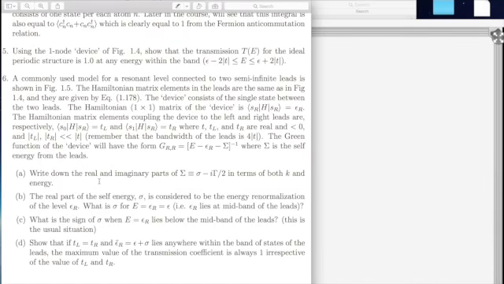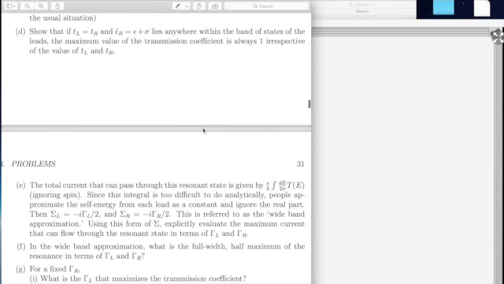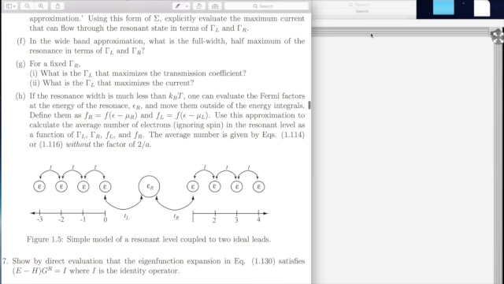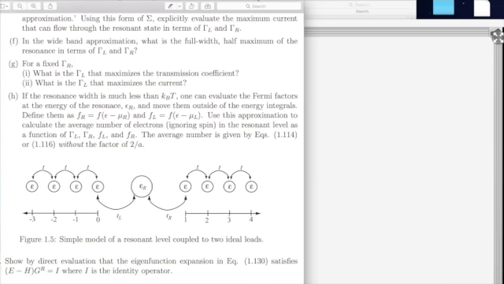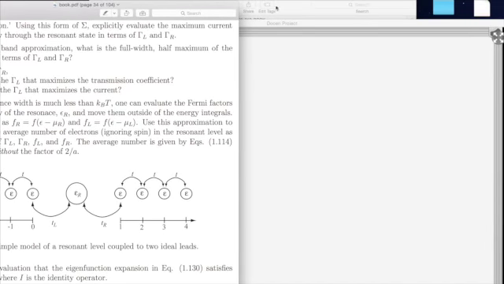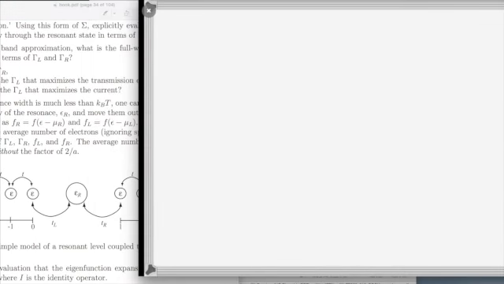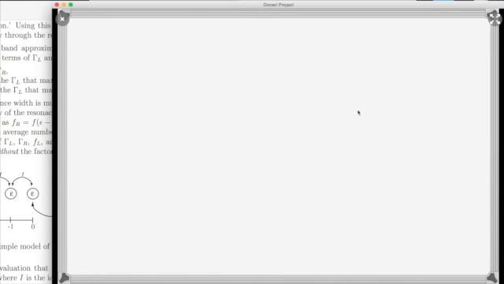Let's see, so sigma. And so we've got this thing here. And it's pretty similar to what you did in homework 1. The only difference is that the coupling from the leads to the device is different from the coupling in the leads.